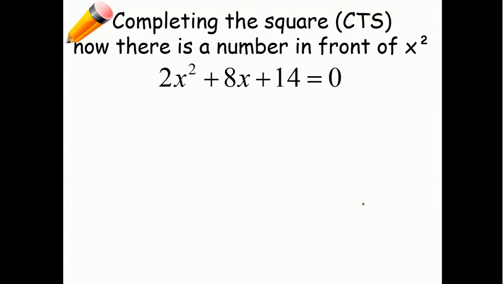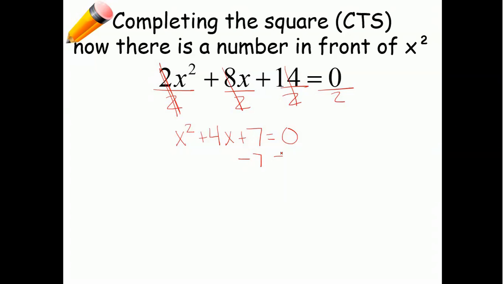What if there's a number in front of the x squared? What you need to do is a simple little tiny step extra. You need to divide it away. So I'm going to divide by 2. Well, 2x squared, that's just gone. I'm left with x squared. 8 divided by 2 is 4. And 14 divided by 2 is 7. Now it's just a completing the square problem like we were doing before.